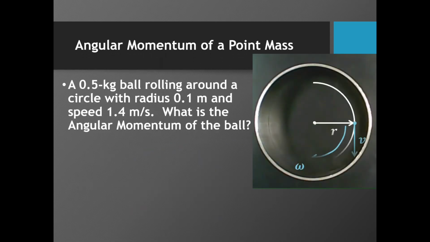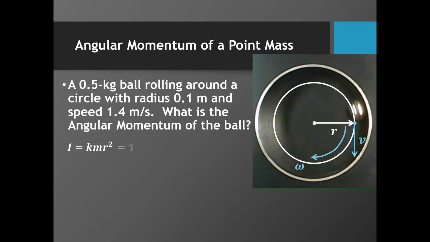All right, so let's take this 0.5 kilogram ball that's rolling around in a circle with a radius of 0.1 meters, and it has a speed of 1.4 meters per second. So what's the angular momentum of the ball? Okay, so we can take its actual momentum, which is mass times the speed, or we can use this equation where we find its angular momentum by taking the moment of inertia times the angular velocity.